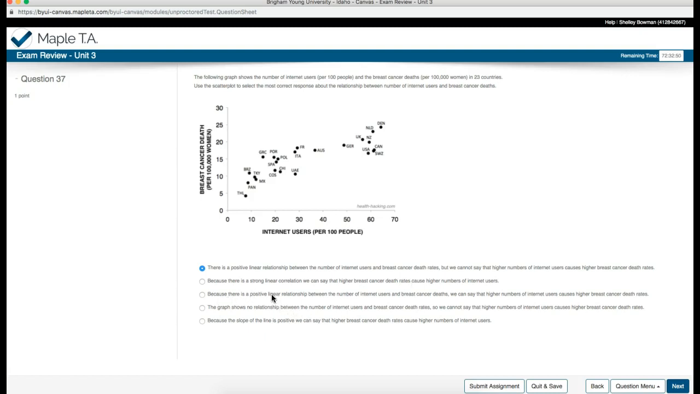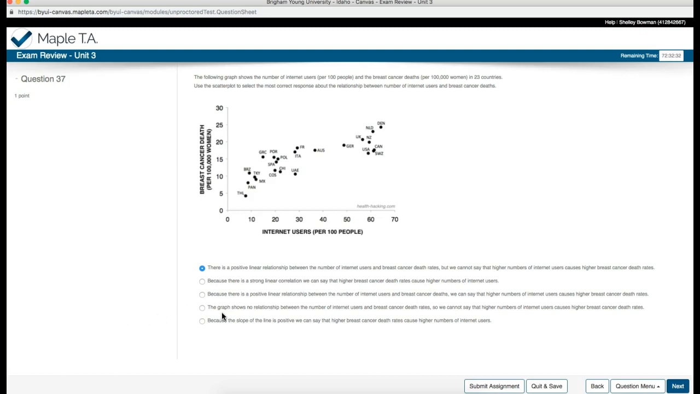Next, because there is a positive linear relationship between the number of internet users and breast cancer deaths, we can say that the higher number of internet users causes higher breast cancer death rates. Again, we can't say anything causational-wise. We can simply say that there's a correlation, that it follows a trend.